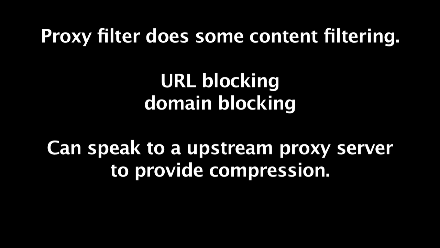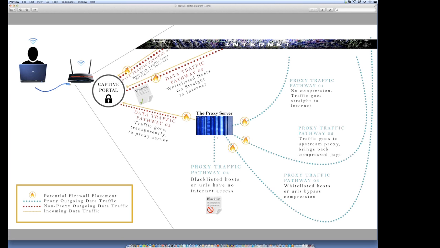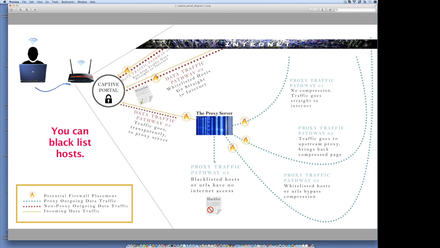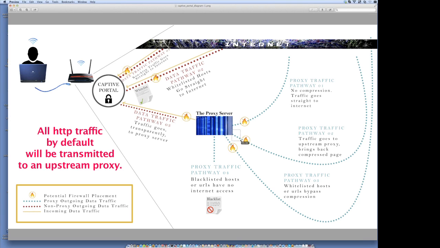So let's examine the different scenarios for traffic flow. If you look at the blacklist, for example, that's one of the things you can do: blacklist hosts. Those hosts will automatically be blocked and not transferred. That's this guy right here, right? So that's basically your blacklist. Another thing that you can do is enable compression. Now, that's a for-pay service that we charge for. Then all HTTP traffic by default will be transmitted to an upstream proxy. That's this path right here.